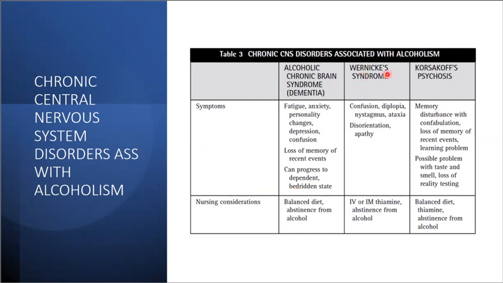With Wernicke's syndrome, you're also going to see confusion, diplopia, which is your double vision, and nystagmus, which we said is that involuntary eye movement that causes the eye to move rapidly from side to side, up and down, or in a circle.